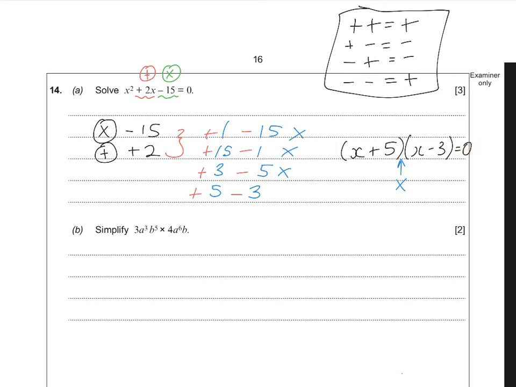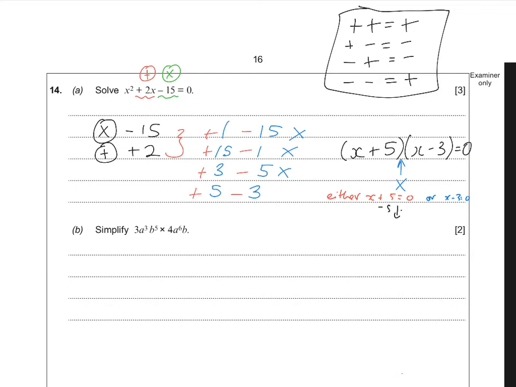Now, the only way we can get anything to give an answer 0 when we times two numbers together is that one of those things is 0. So we'd say either x plus 5 equals 0 or x minus 3 equals 0. Okay? And then it's just solving a normal equation.